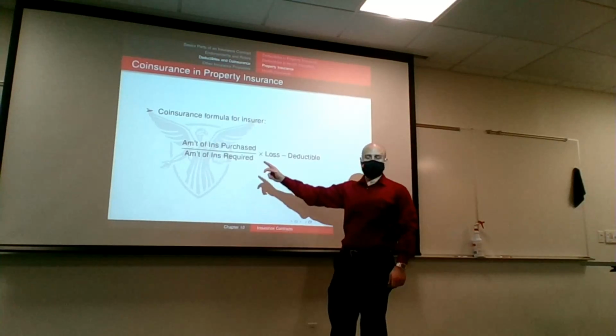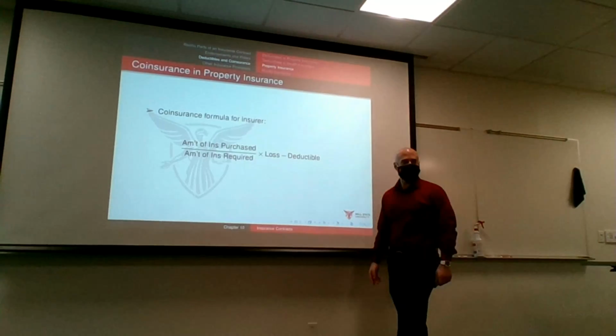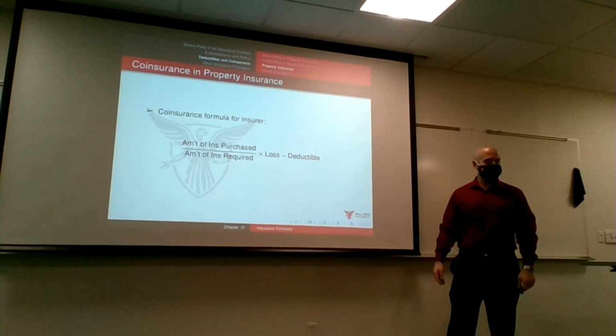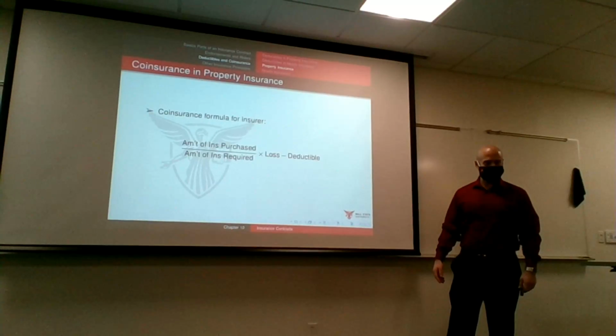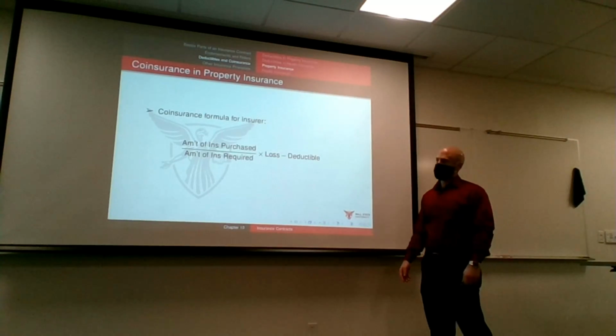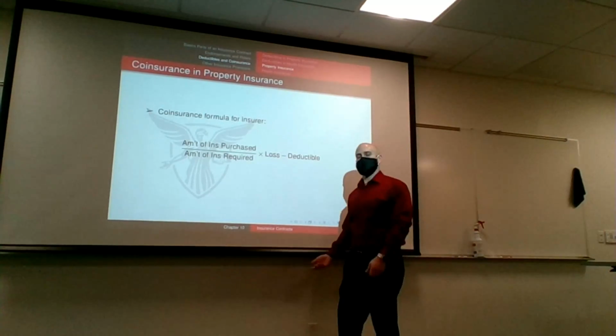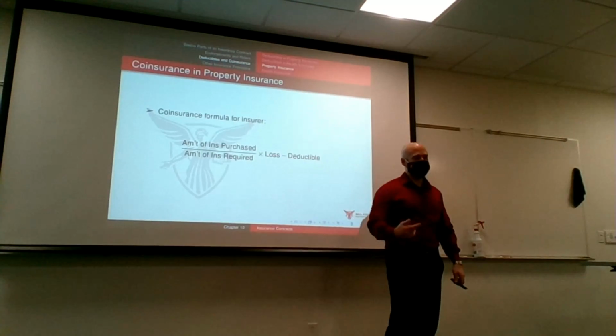If you should have purchased, let's say, $400,000 in property damage coverage, if that's what you're supposed to purchase based on the contract and the value, and you only purchased $300,000, that's 3 out of 4, that's 75%, so you have 75% coverage after your deductible.